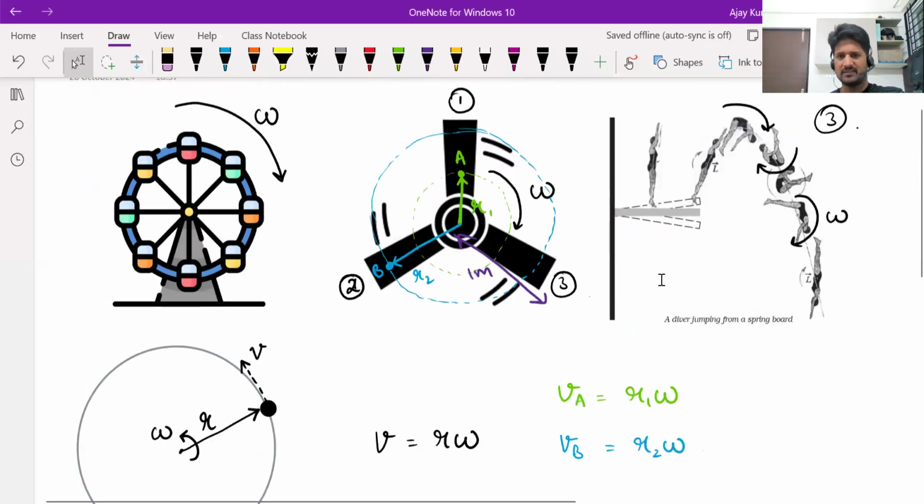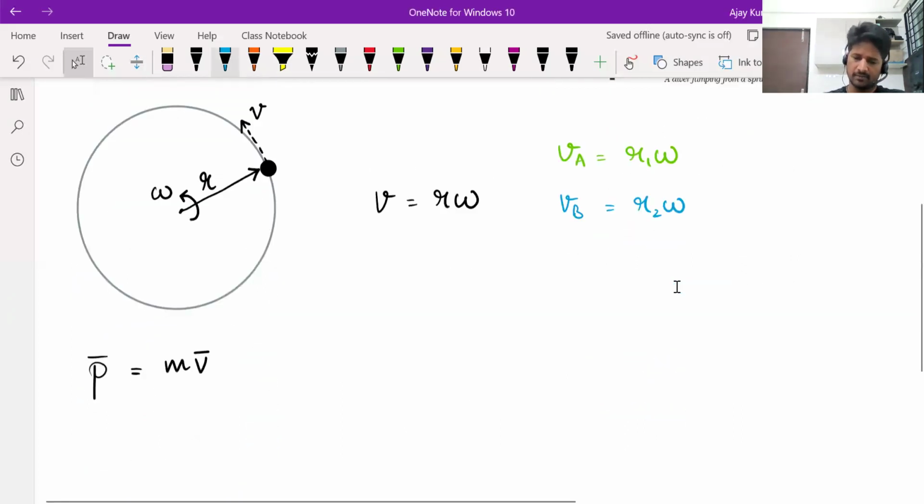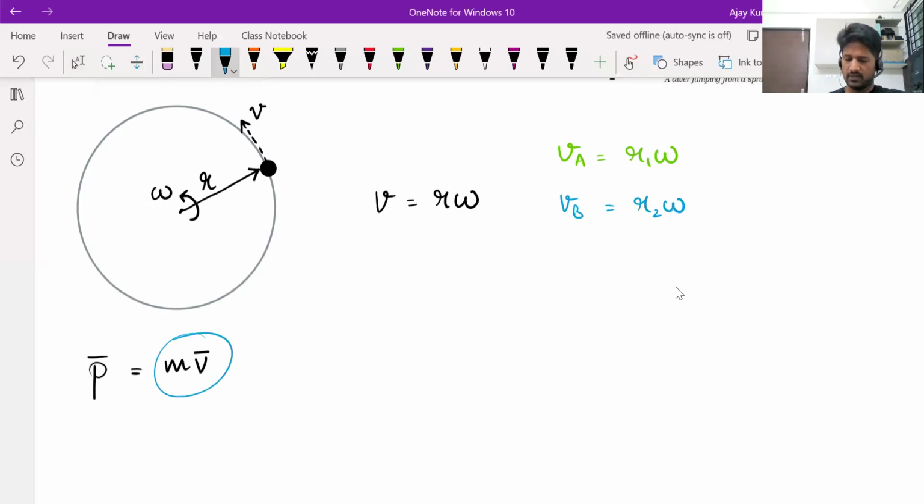Now, if there is a system like this which is rotating, you know that there will be infinite different velocities in that system. And if you are asked to calculate its linear momentum, P is equal to mv, how will you calculate this? Every particle of the system could have a different velocity. Then how will you find out? P is equal to mv is for a single particle.